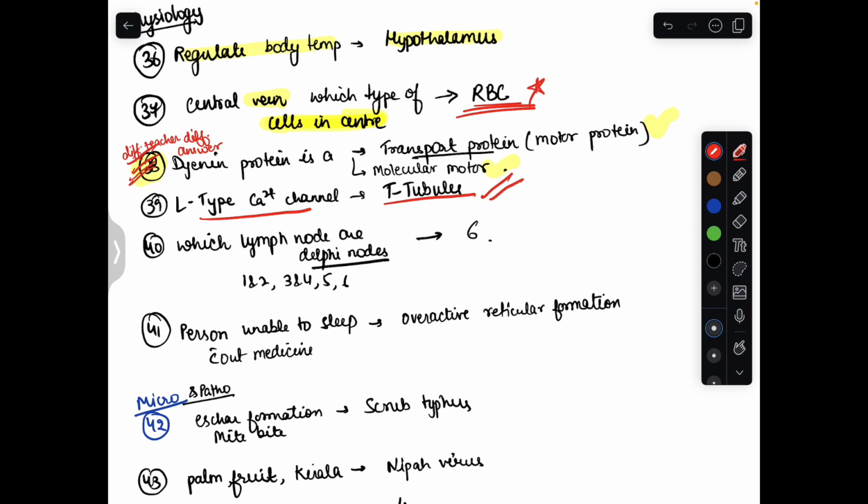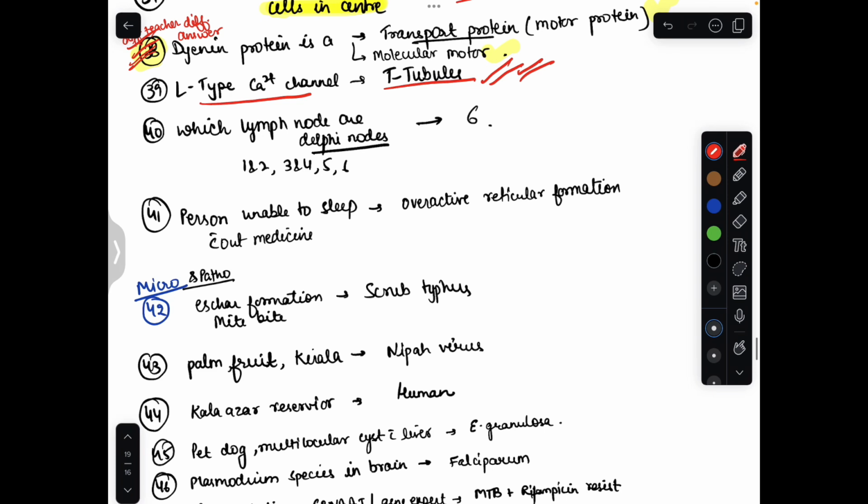Now for the 39th question, L-type calcium channel was there, and for this the answer is T tubules. Okay, you can check this question also because I don't remember the options, but in recall I saw this, so I wrote it.